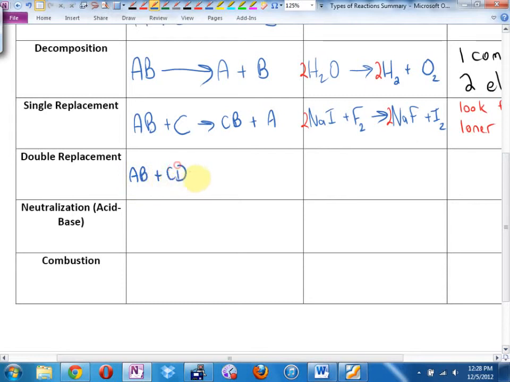Double replacement. Two couples. They both break up, and then they get together on the rebound with the other person. So it's going to be metal, metal, non-metal, non-metal.